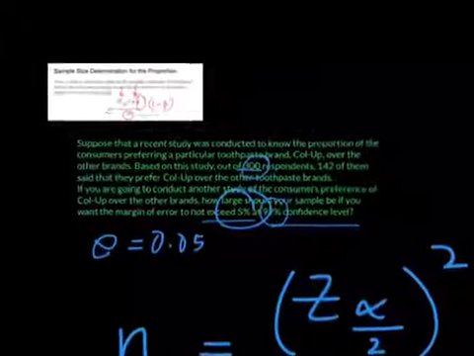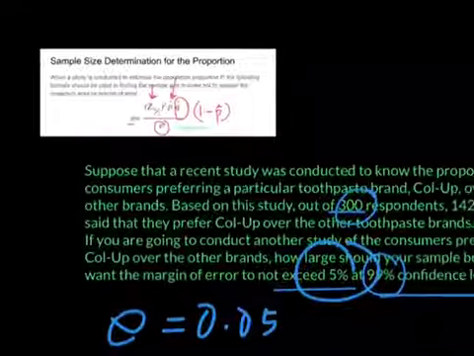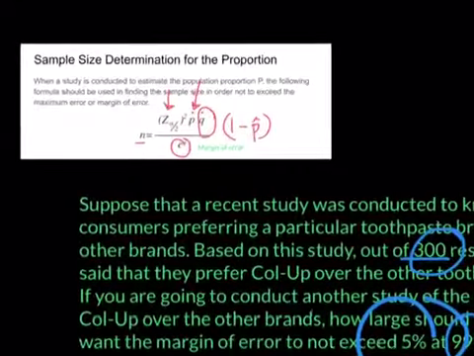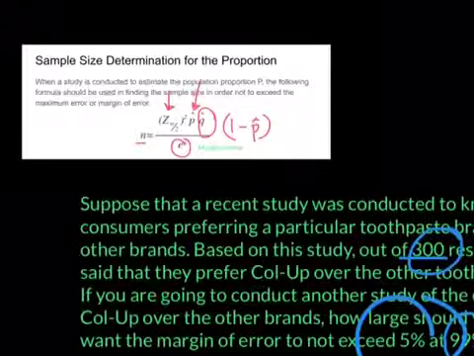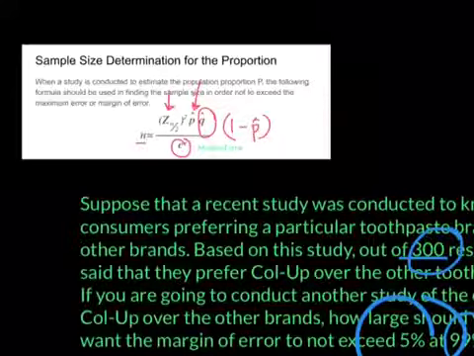Now, in another video, I'll be showing a case in which there is no recent study. Note that this formula is dependent on the p-hat of the recent study. But what if we do not know any information about a recent study? How will the formula change? That will be the focus of the other video.